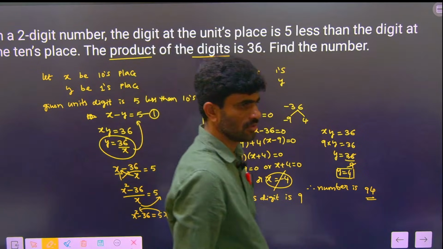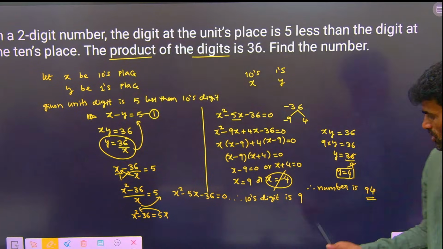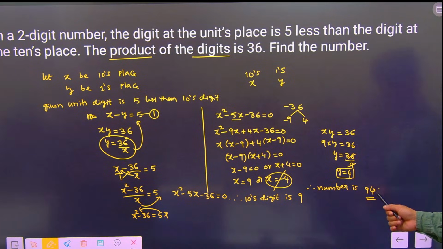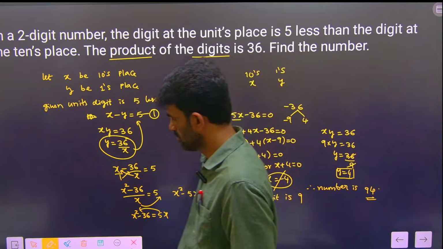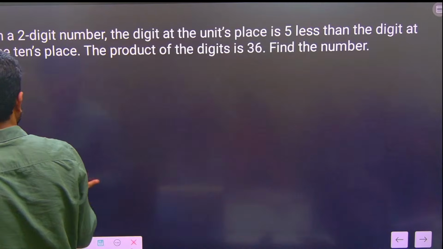Number is 94. See, units digit is 5 less than the tens digit. And product of digits is 36. Okay. Next one.